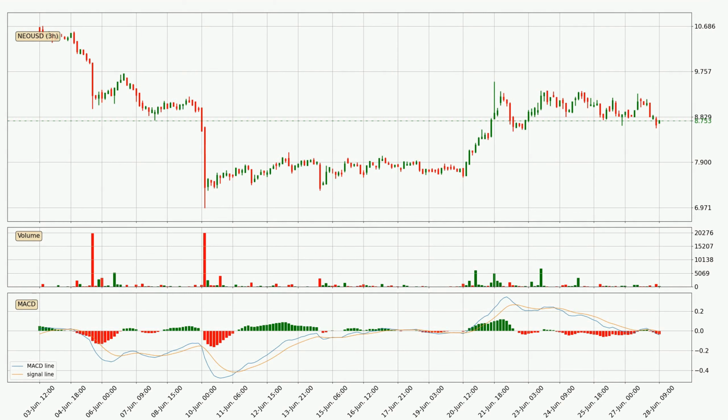Looking at the 3-hourly MACD, the MACD line is below the signal line, which shows that the current trend is on the downside. We can expect for the price to continue going down, or perhaps remain at least stable, because the MACD histogram shows the momentum currently being strong.